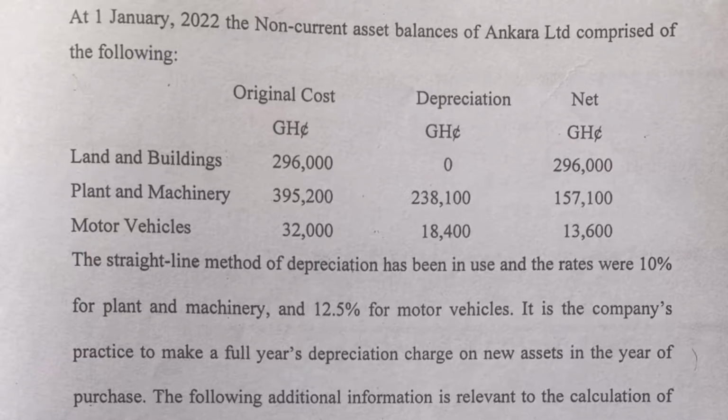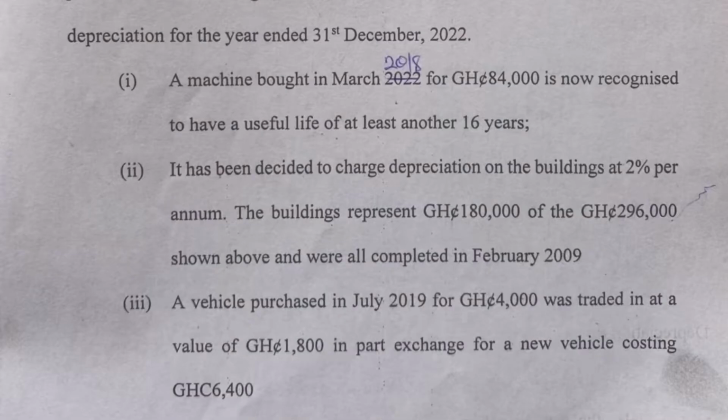The straight line method of depreciation has been in use, and the rates were 10% for plant and machinery and 12.5% for motor vehicles. It is the company's practice to make a full year depreciation charge on new assets in the year of purchase. The following additional information is relevant to the calculation of depreciation for the year ended 31st December 2022. I. A machine bought in March 2018 for 84,000 Ghana cedis is now recognized to have a useful life of at least another 16 years.